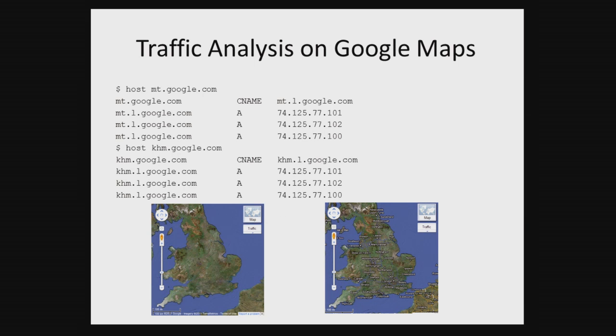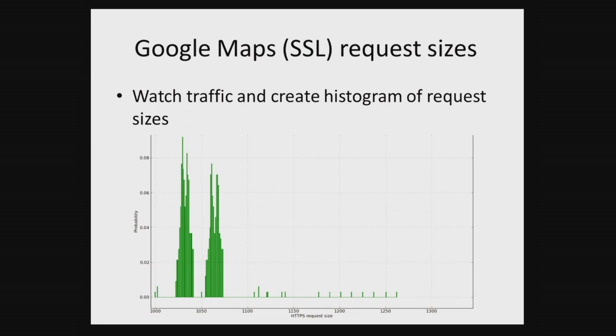So if you then start looking at how to differentiate between the two types of requests, you will see that mt.google.com is the one where the overlay images are being requested from, and khm.google.com is for the satellite imagery. But as you can see, it's the same IP addresses, so that's difficult. How am I going to identify between the two types of requests? So I just generated a lot of data over Google Maps, and I created this histogram. And then you will see something like this, right?